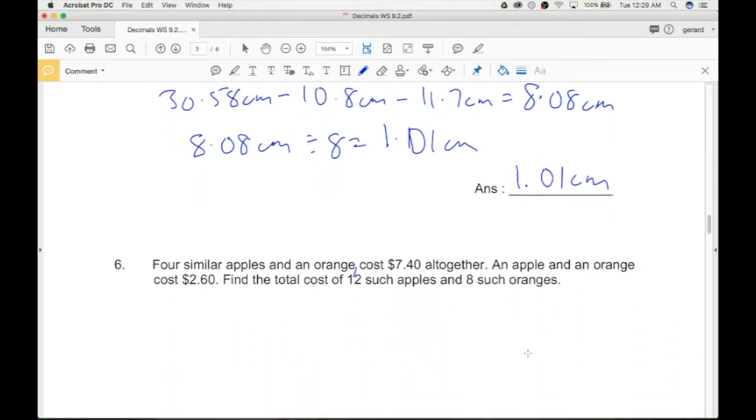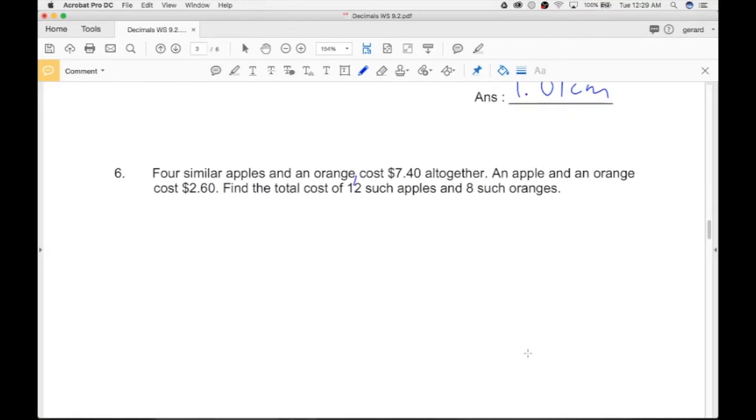Straightforward question. Just need to read it properly and know how to divide your decimals, and you get an answer.